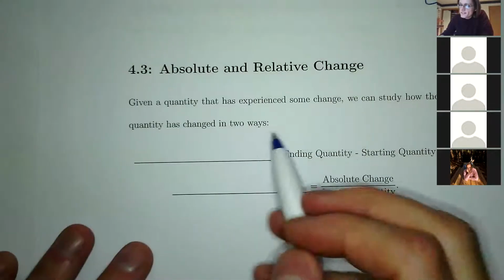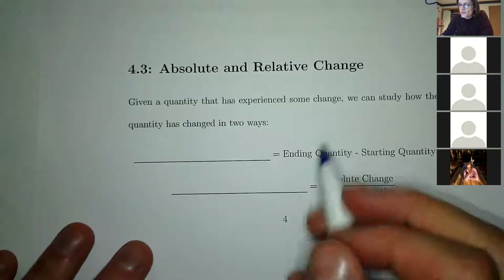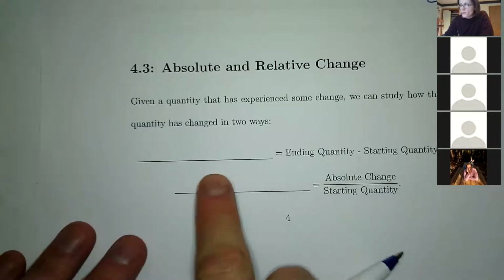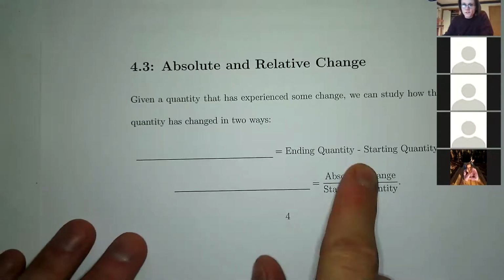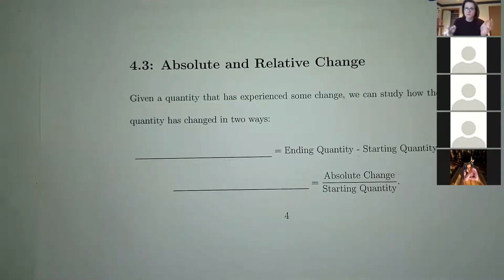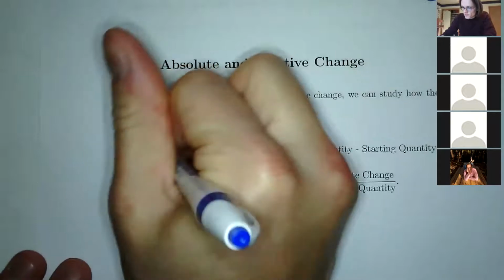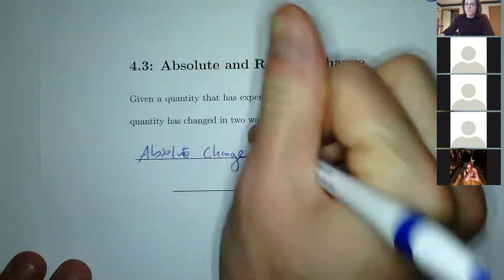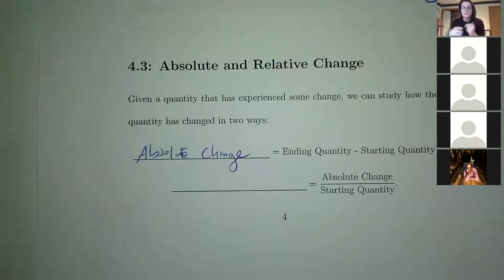Given a quantity that has experienced some change, we can study how the quantity has changed in two ways, right? And we did talk about this. So the first one is the more naive way. Ending quantity minus starting quantity. So it's just literally how much did it grow? So if it's 50 degrees today and 70 degrees tomorrow, the absolute change, which is what this is, is 70 minus 50, or 20 degrees, right?